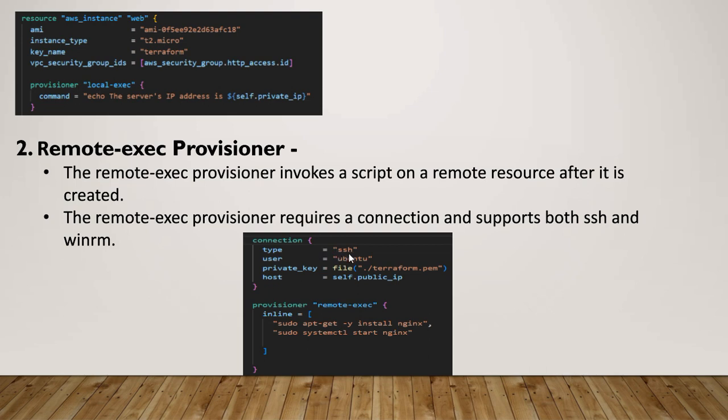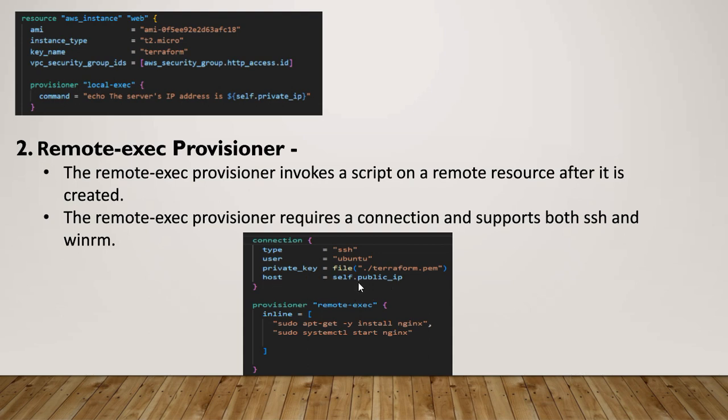If you are using Windows based, then you can define winrm. Then user: I'm using the Ubuntu image, so I have defined it as the user. If you are using, for example, an Amazon Linux based AMI, then you can define the user as ec2-user. And this is the private key. This is the prerequisite for the remote provisioner. So we will come to this part also in a later slide.